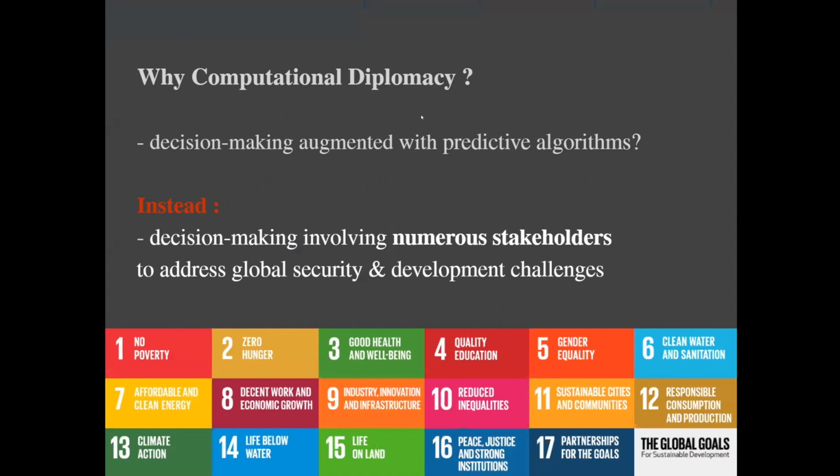There's one view of computational diplomacy, which would be that decision-making is going to be improved by algorithms. Obviously, this is already the case. Like 99% of the decisions that people take are bound to data, bound to software. Even if you use an Excel spreadsheet, it is computational in a way. So I would prefer to say that this is decision-making involving numerous stakeholders to address global security developments and challenges.